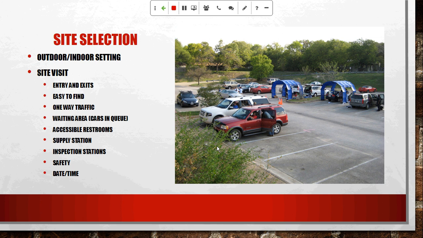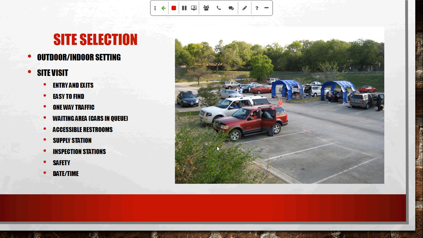Also, you're going to want to select a place where the possibility of one-way traffic is good. And we'll discuss a little bit more about one-way traffic in a further slide. Also, you're going to want to consider the waiting area, so where your cars are going to line up and wait in queue. Another thing to think about when you're selecting a site visit is, are there accessible restrooms? And you also want to consider, are these restrooms going to be available for volunteers only, or will they be available to the public?